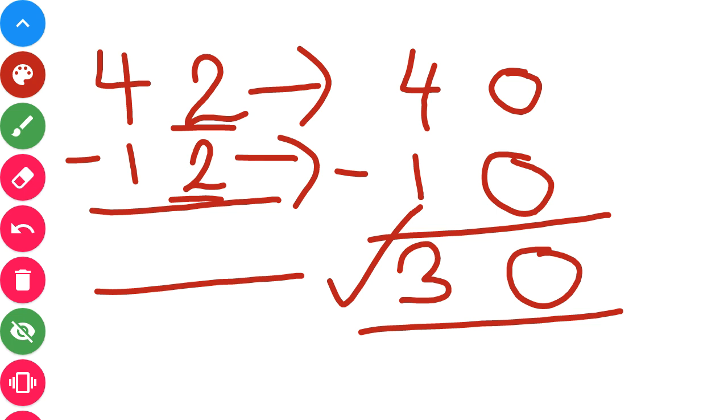So 42 minus 12, what have we done? We have rounded off to the nearest tens. And what have we got? We have got 30 as our answer. Let us understand this with a few more examples.